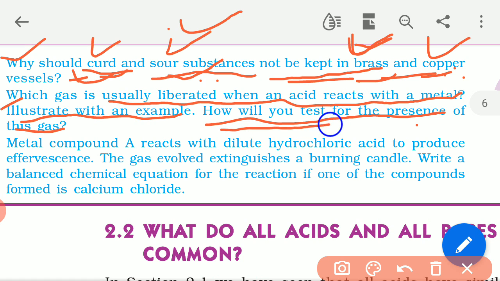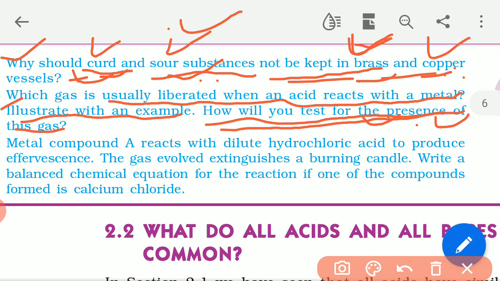How to test the presence of the gas? When a reaction takes place between zinc and acid, it forms hydrogen gas. Passing it through soap solution, bubbles are produced. When a burning candle is brought near it, the gas burns with a pop sound. Therefore it is hydrogen gas, because the property of hydrogen gas is that when it burns in open air, it makes a pop sound.